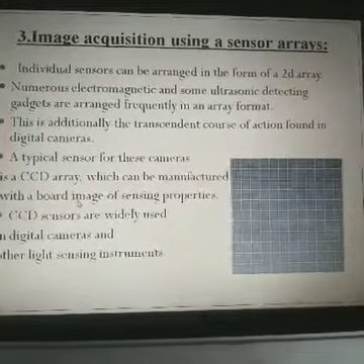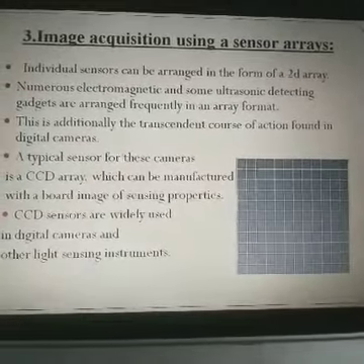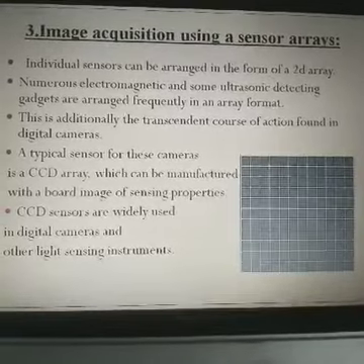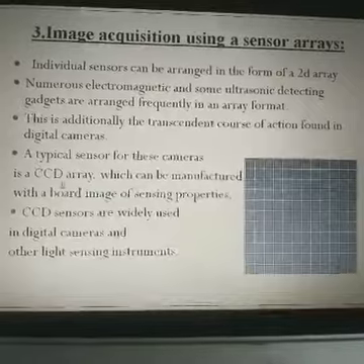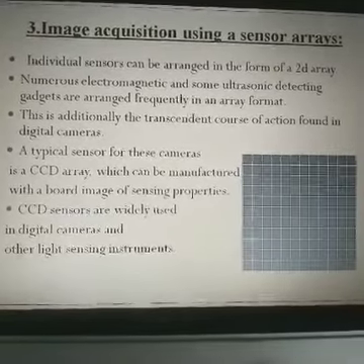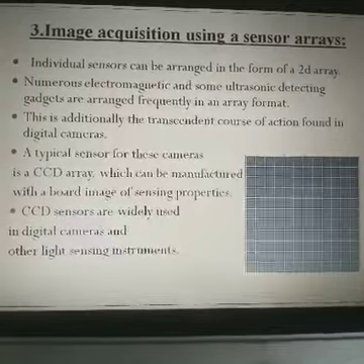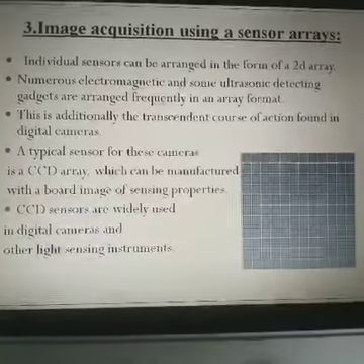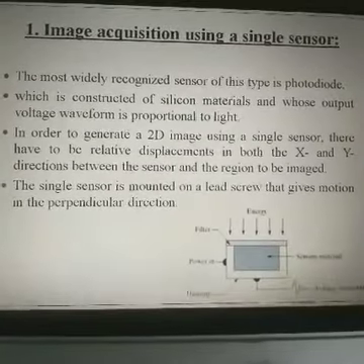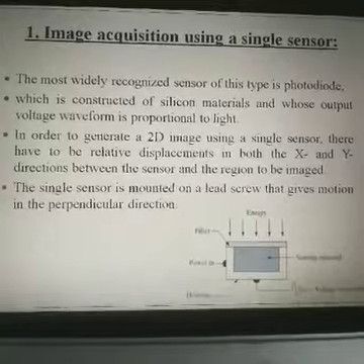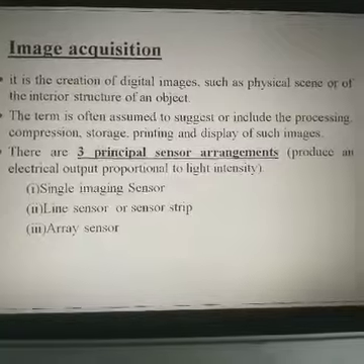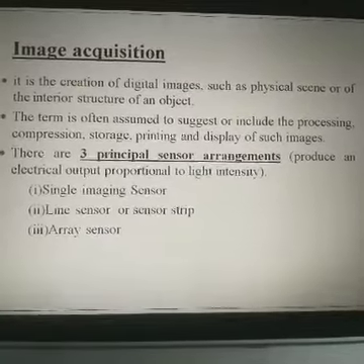For example, in CCTV cameras, which we use, sensor arrays are used. A typical sensor for these cameras is a CCD array, which can be manufactured with a broad range of sensing properties. CCD sensors are widely used in digital cameras and other light sensing instruments. So these are the three arrangements used in image acquisition for acquiring any image: using a single sensor, using a line sensor, and using the array sensor.